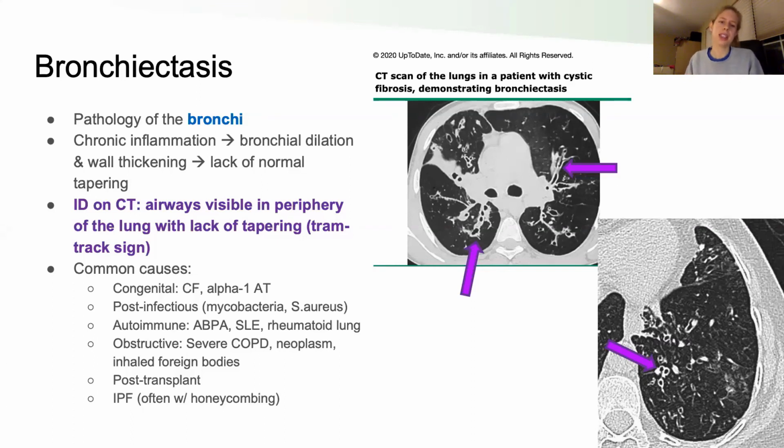So some common causes: basically anything that can cause chronic inflammation of the bronchi. One of the classic ones is cystic fibrosis. Unfortunately, they will get pretty extensive bronchiectasis. After chronic infections, like TB, you can see a lot of this, again, if there's chronic inflammation. Various autoimmune diseases. A big one is obstructive lung diseases, so COPD. And if you have a chronic cancer, that can cause this as well. And finally, post-transplant. This is one of the findings of a post-transplant chronic rejection pattern that they can see in lung CTs.